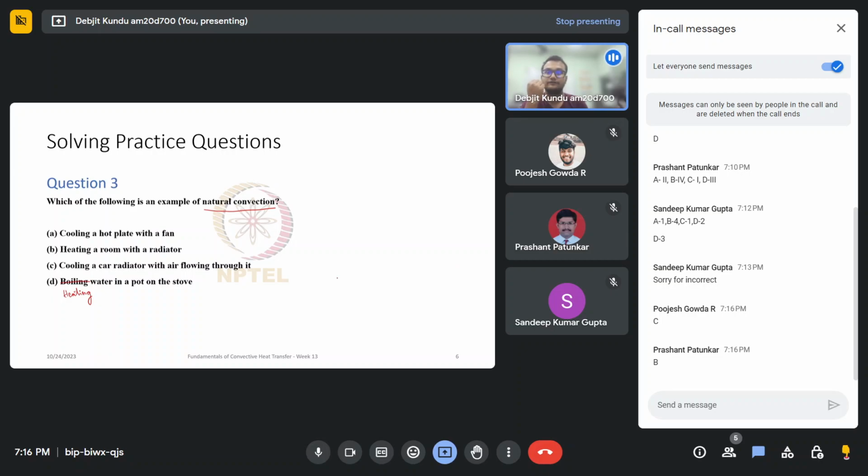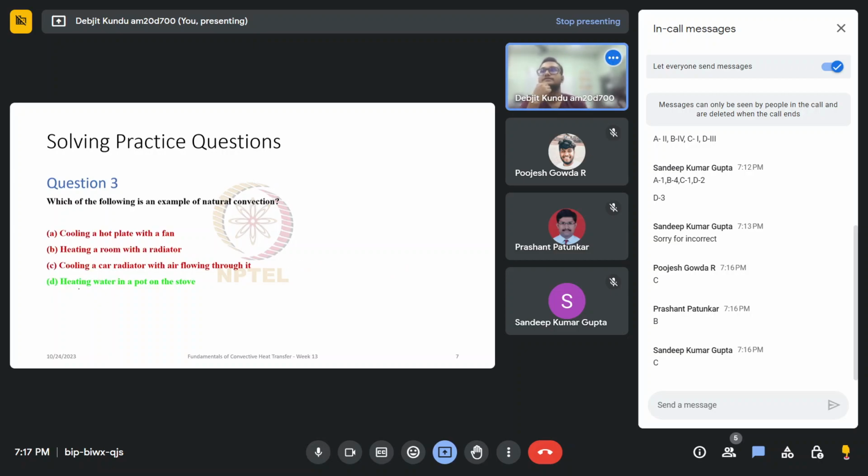So we already have 2 quick responses, one telling that it should be C, and another one telling that it should be B. Let's see if we can get any more responses. So it should be C again. Alright, so we will have a look at the solution now quickly. It's actually option D, heating water in a pot on the stove.